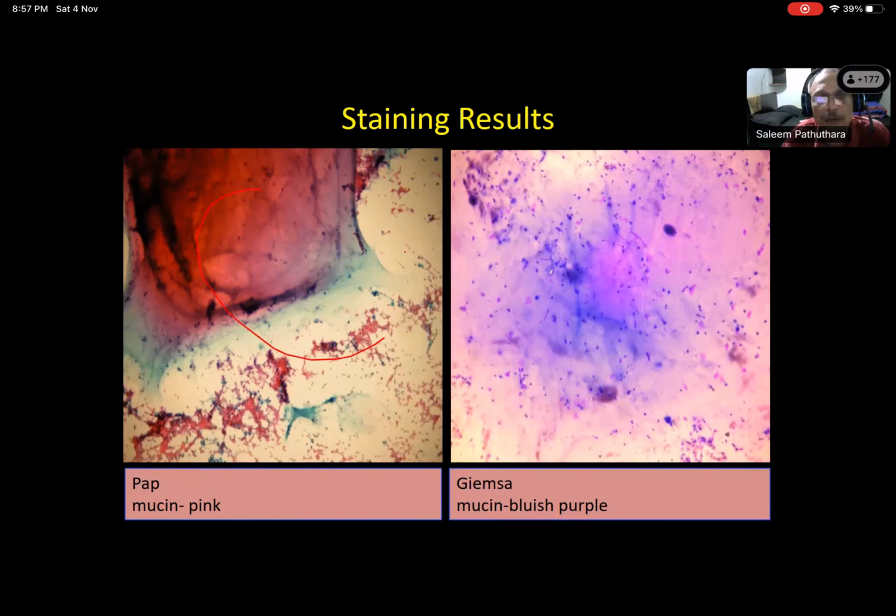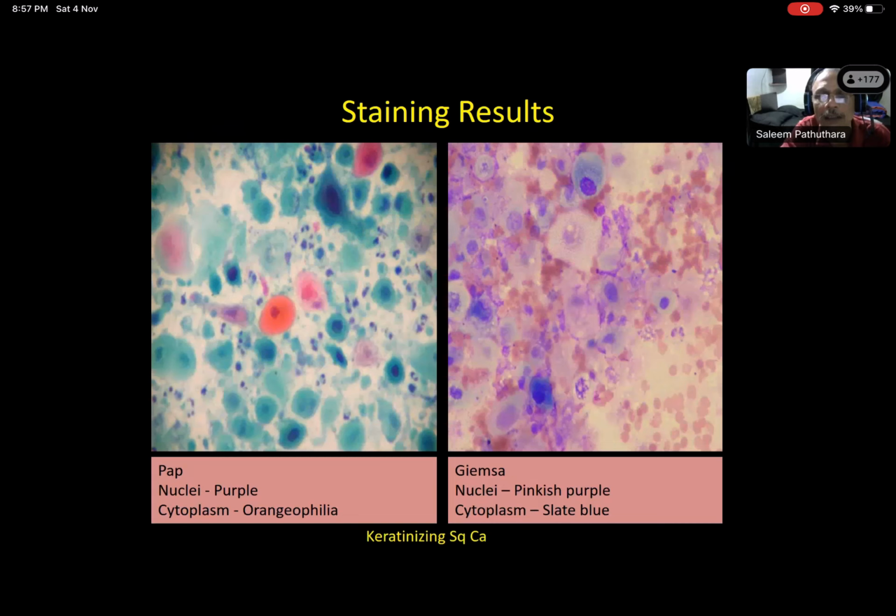Now look at the staining result. This is the mucin, how it is stained in PAP, and this is how it looks in Giemsa. You can see the pale bluish purple color of the mucin in Giemsa. And then you look at the PAP stained smear showing the keratinization by orangeophilic cytoplasm. The same thing we can appreciate as the robin's egg blue appearance of the cytoplasm.